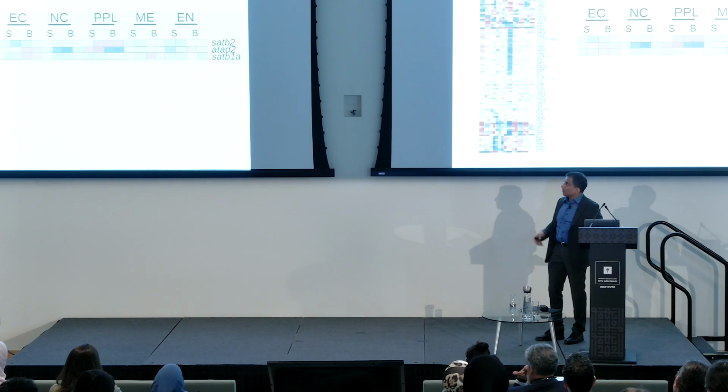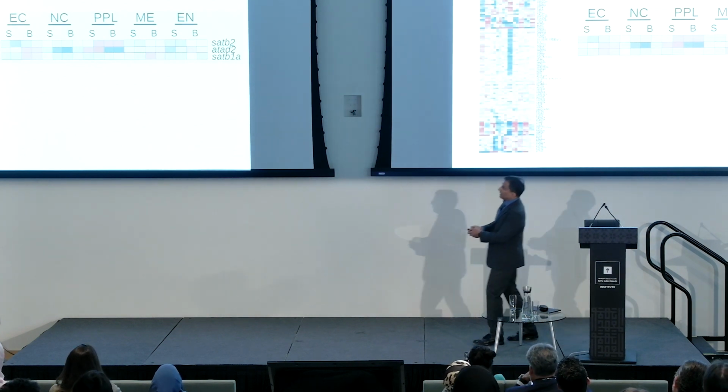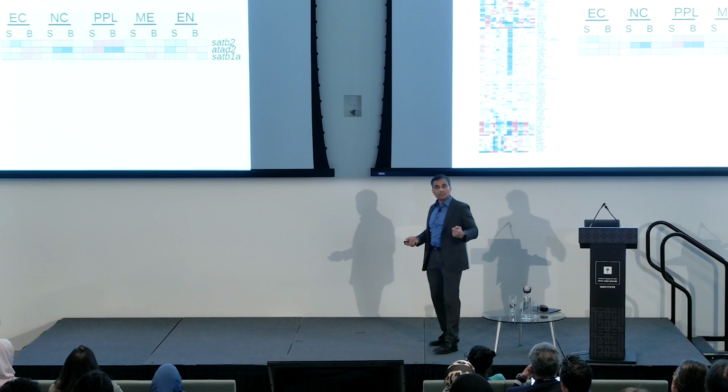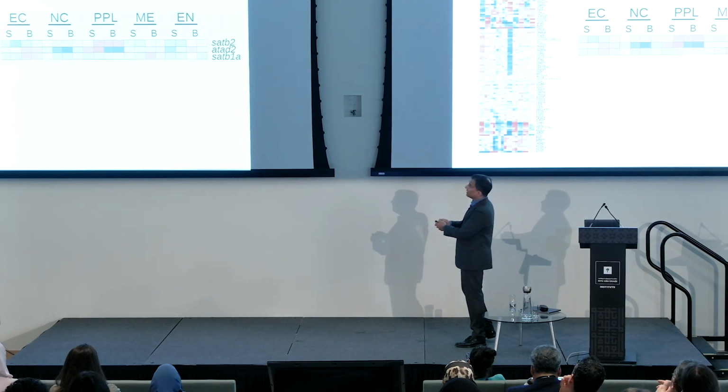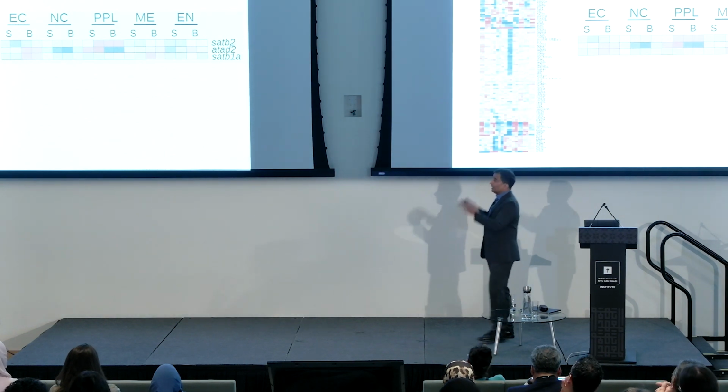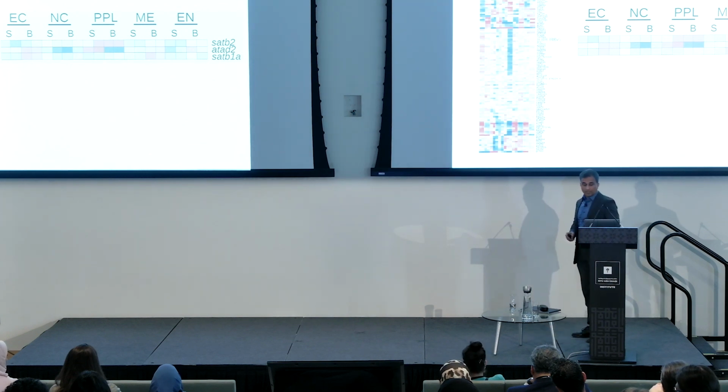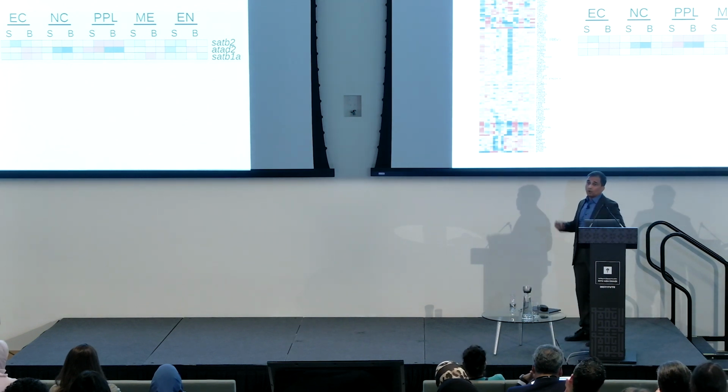Again, for the sake of time, I will not go through the details of each one of these. Nevertheless, when we looked at what changes at the level of chromatin proteins, at various stages and different germ layers, two sets of proteins stood out: SATB family proteins, SATB1 and SATB2, which are chromatin organizer proteins. We found that it is SATB2 which is selectively enriched in the precaudal plate, as opposed to SATB1, which is a related protein.